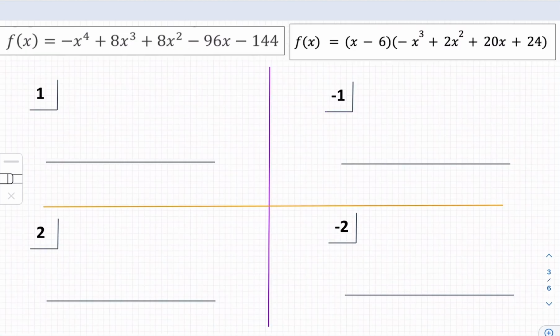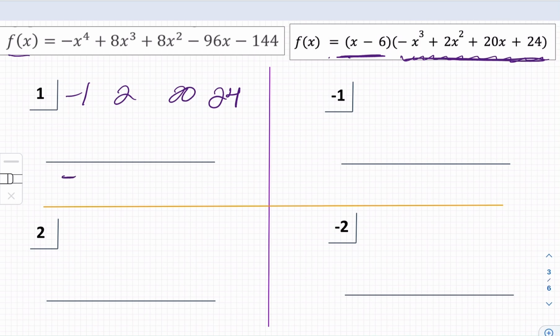Okay, so this was our original, this one. This is our partially factored, so we have one factor. And now we're going to take this, our cubic function there, and we're going to use synthetic division a couple times to see if we can find another factor. All right, let's do it. So we're using this function right here. So -1, 2, 20, and 24.